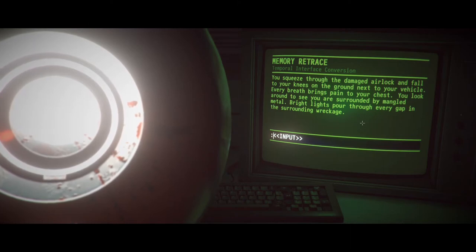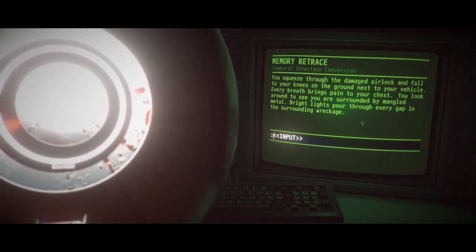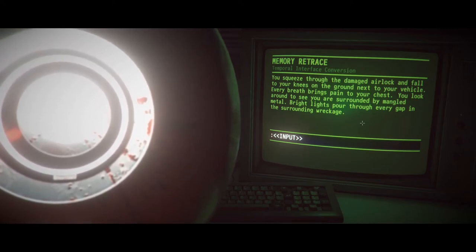Squeeze through the damaged airlock to fall to your knees on the ground next to your vehicle. Every breath brings pain to your chest. Look around and see you're surrounded by mangled metal. Bright lights.